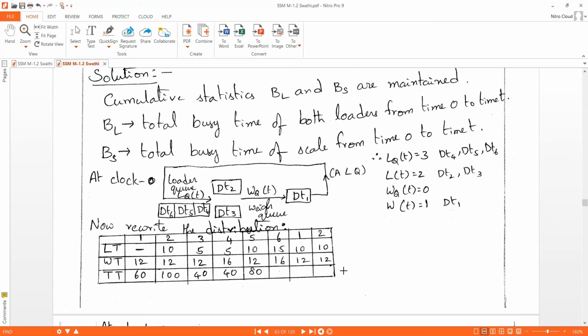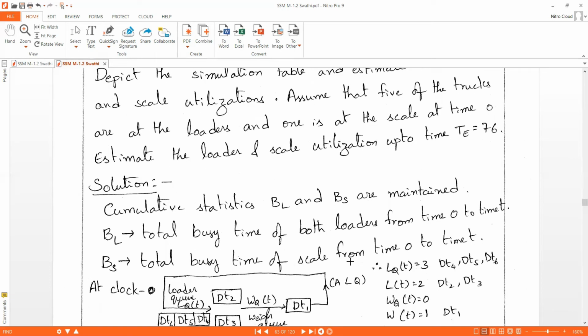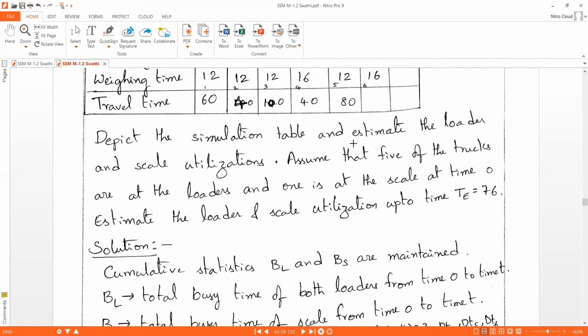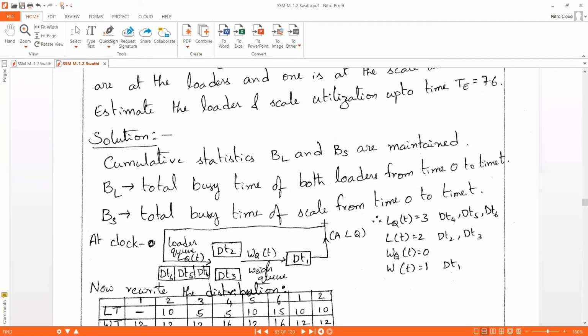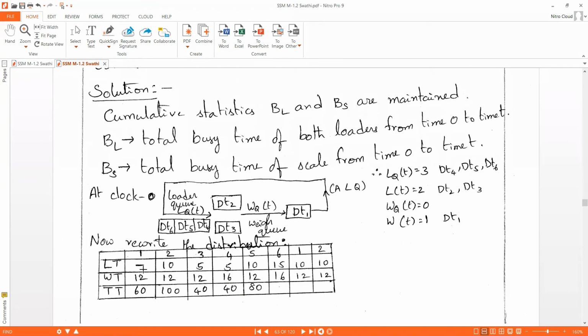Whatever statistics they have given, we will rewrite them, because truck 1's loading is already completed. We don't know how much time it took for loading. Loading is already done for the first truck, and the first truck is being weighed at the weighing scale. So there is no loading time for truck 1, and we'll make the loading time for truck 1 equal to 0.